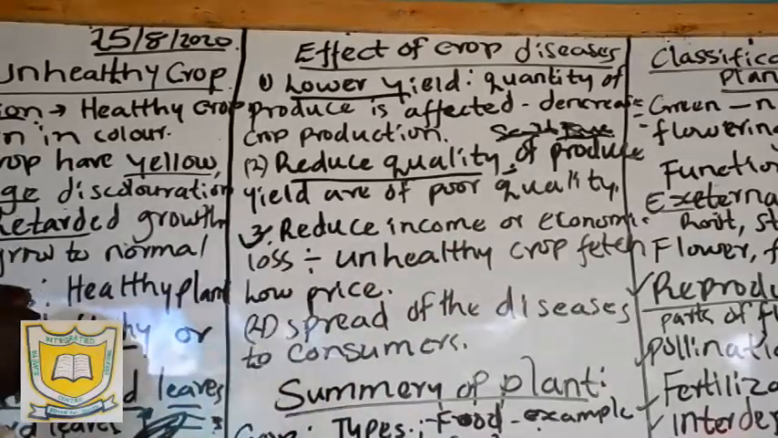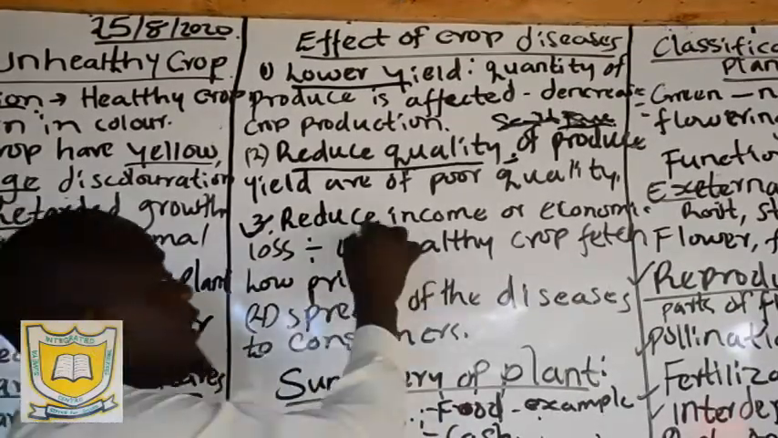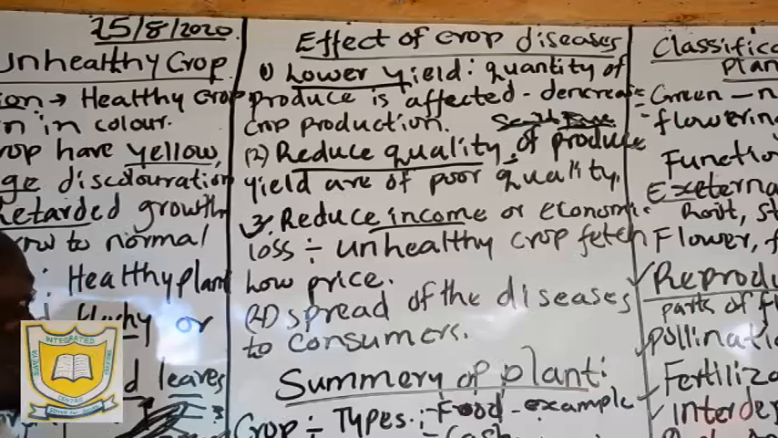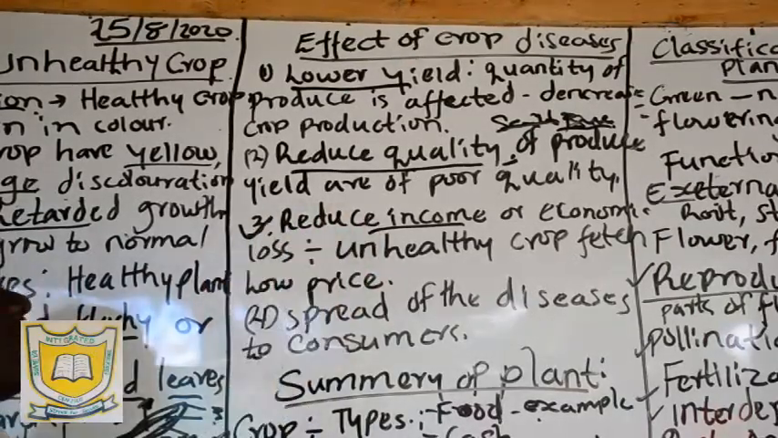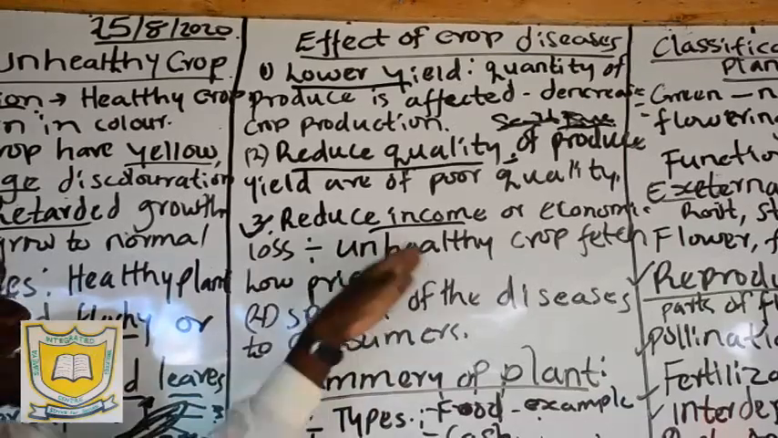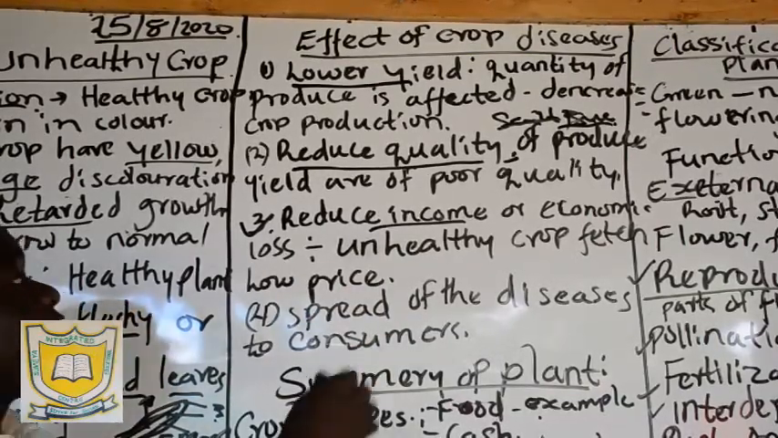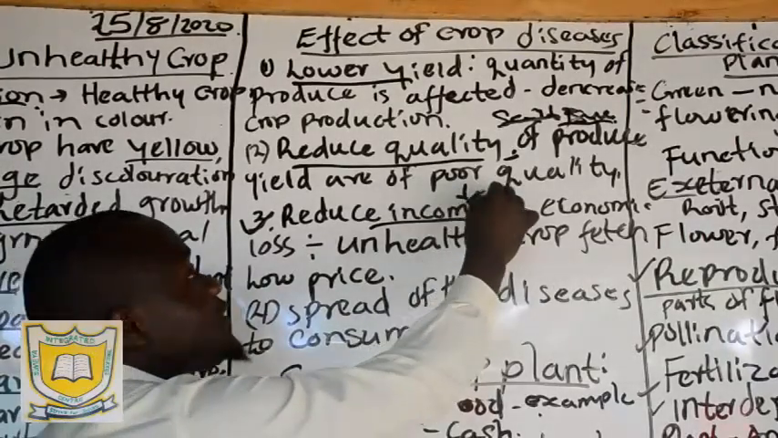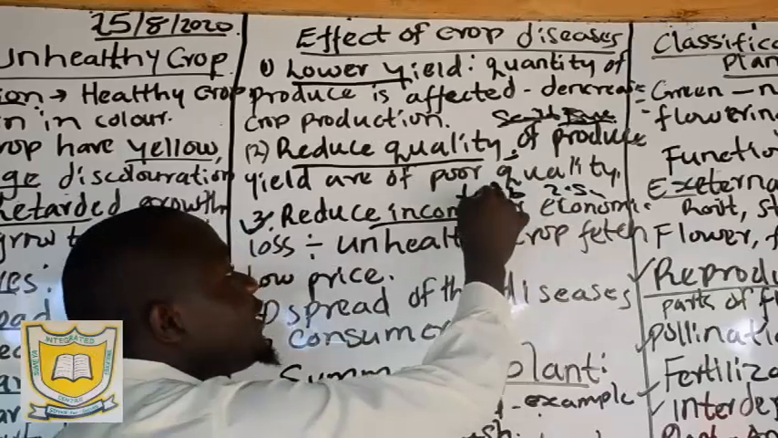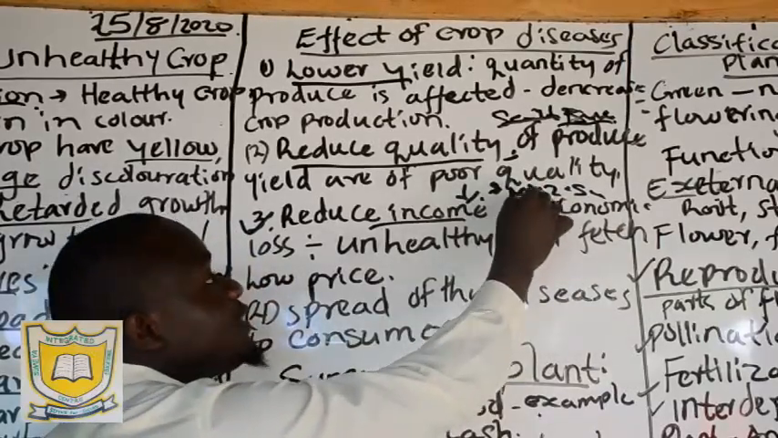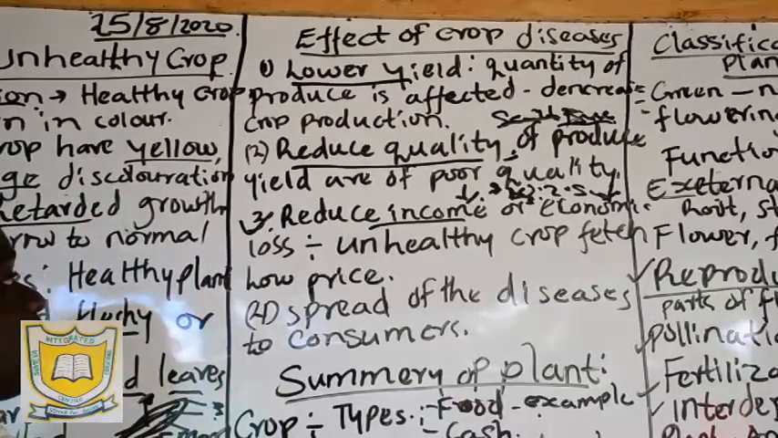Number three, another effect is the reduction in income. Income here means to the person who plants that crop. If you plant a maize crop and you expect to get 10 bags of maize, and at the end of the day you get 3 bags of maize, this means you have reduced your income. If you sell your maize bags at 2,500, and you expected 10 but you get 5, it means you have reduced your income to a very low income.